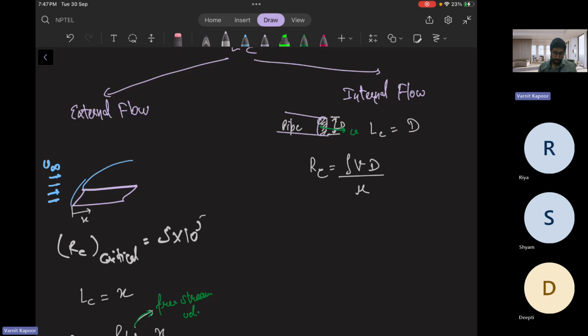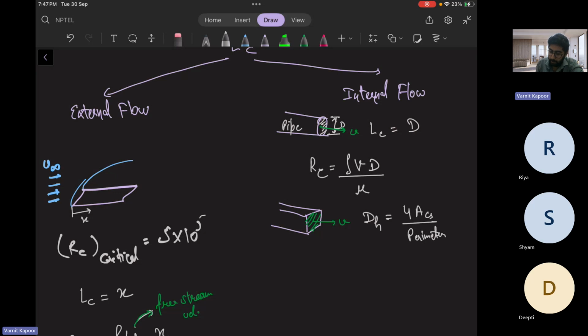Okay. But suppose the duct shape is not like this, or the pipe shape is not circular. There we have a duct. I have a scenario like this: an internal flow through the duct, with a velocity v. So in such a scenario, my characteristic length is the hydraulic diameter dh, which will be 4 into area of cross section to perimeter.